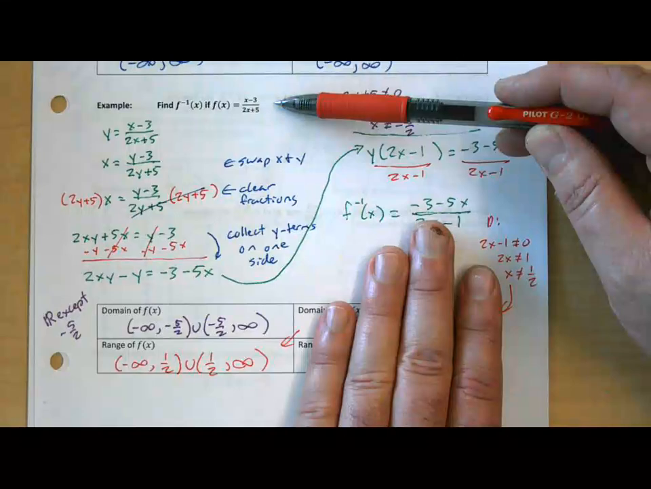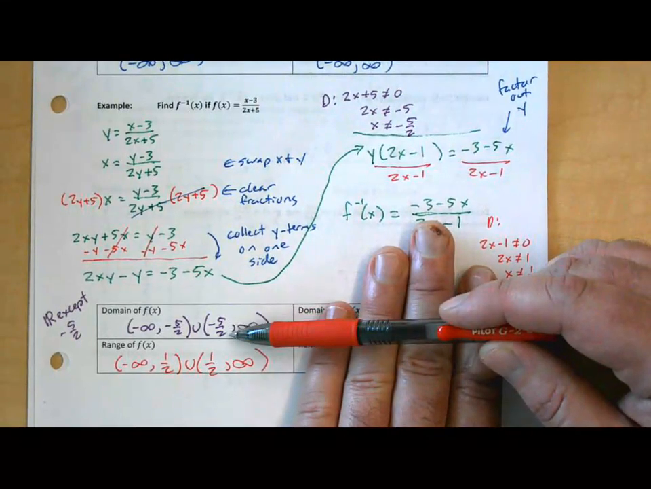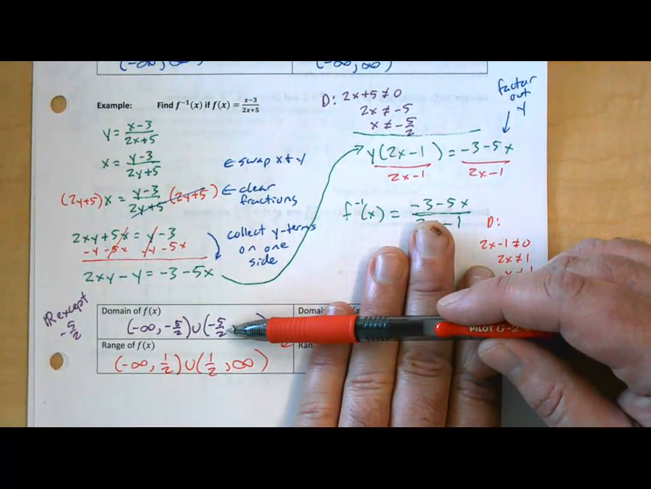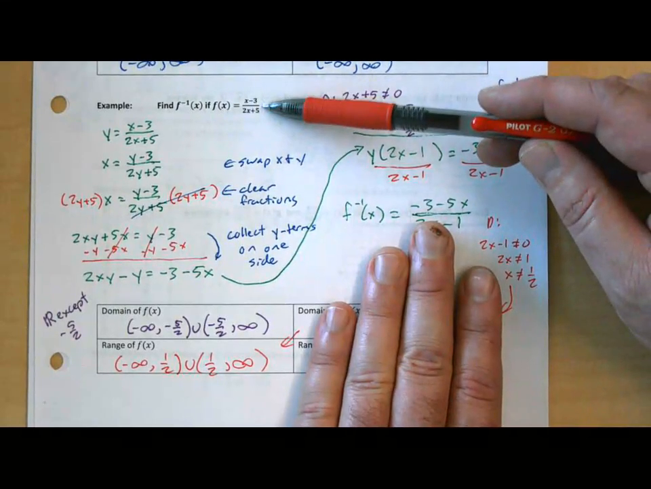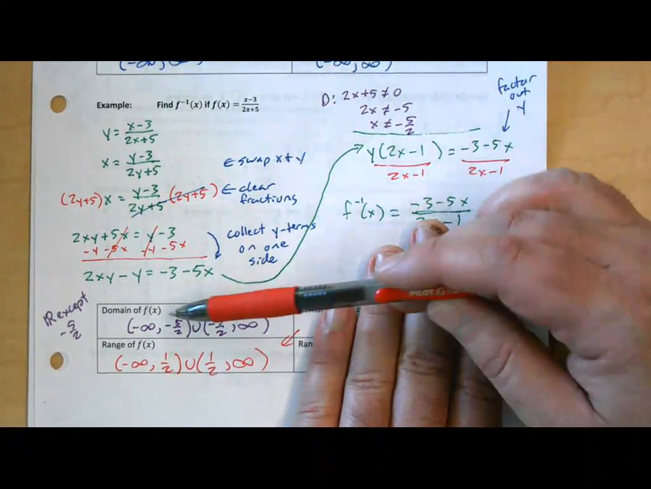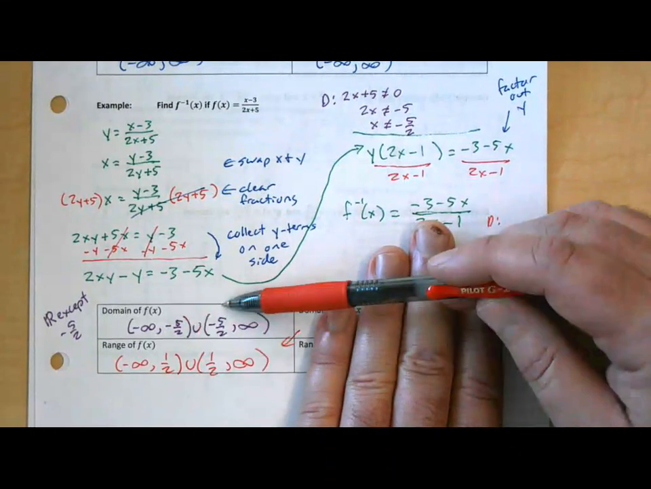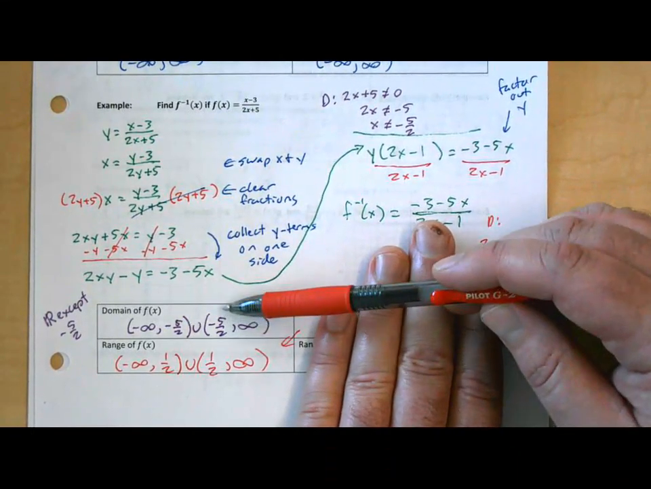Negative 2 and 1/2? Negative 5 over 2, same thing? Yeah, that is where the vertical asymptote is going to be. That's the only x value that won't go into this thing, right? And when you see that on your graph, where you'll see that gap, that negative 5 over 2, negative 2.5, you'll have a vertical asymptote there.